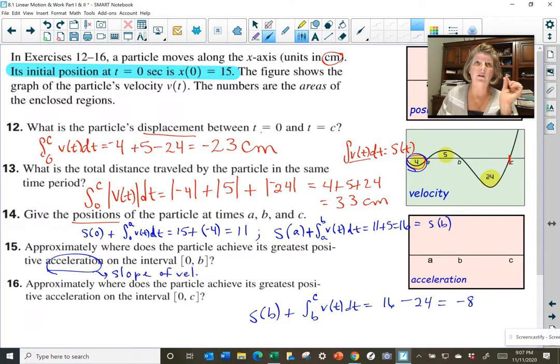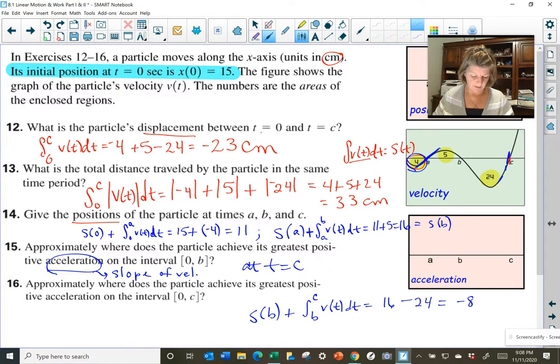So I want to know where the slope is the greatest. Oh, and it's got to be positive, so it needs to be increasing, doesn't it? Where is velocity increasing the greatest? Well, I'm kind of looking at tangent lines here and comparing slopes. Positive there, positive, positive, positive. It is the greatest at time equals c, because the slope of the velocity is increasing, or is the largest.